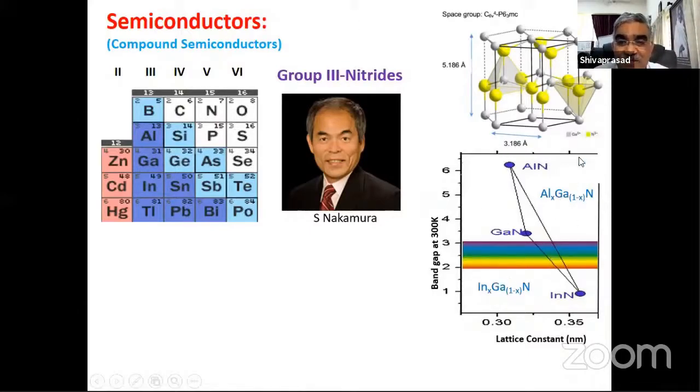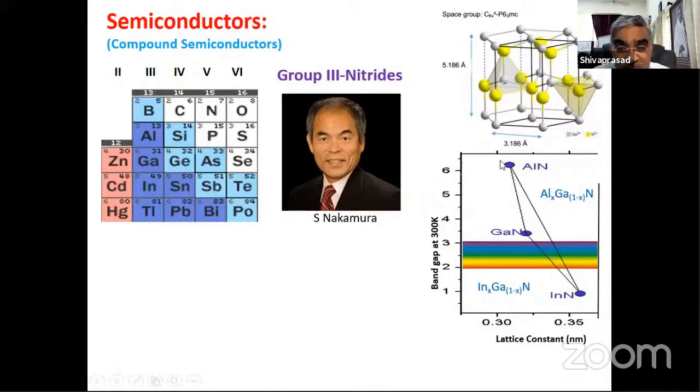This graph tells you the structure of gallium nitride. I don't want to go into the details of this structure. It's a Wurtzite structure. You know what a Wurtzite structure is? It is very simple. It is a hexagonal structure where two elements are there. Any hexagonal structure with two elements is called a Wurtzite structure. And this Wurtzite structure has gallium and nitrogen as the two elements.